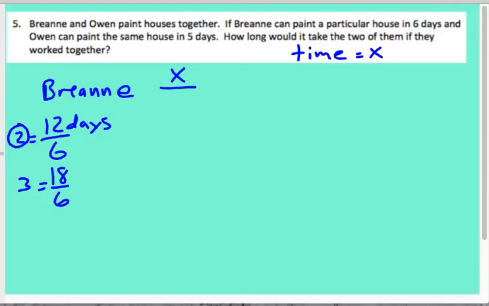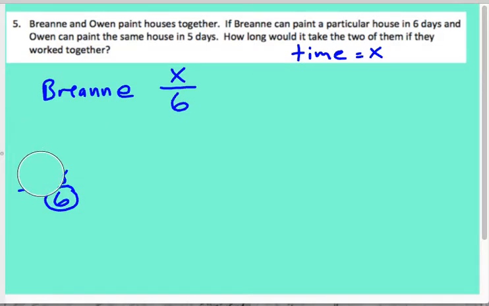Well, how much of the house can she paint in X days? You would divide it by 6, kind of like we were working with over here. So she can paint X over 6 of the house, X over 6 parts of the house in that amount of time, whatever it is.